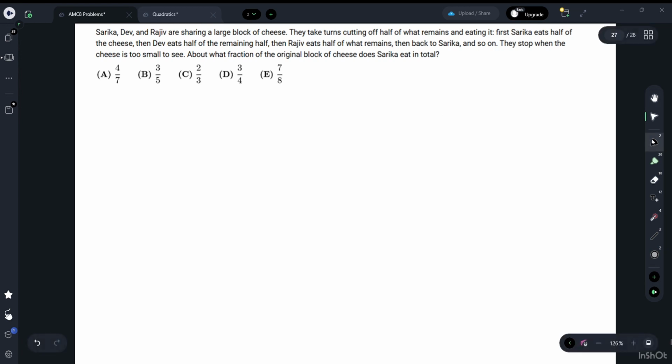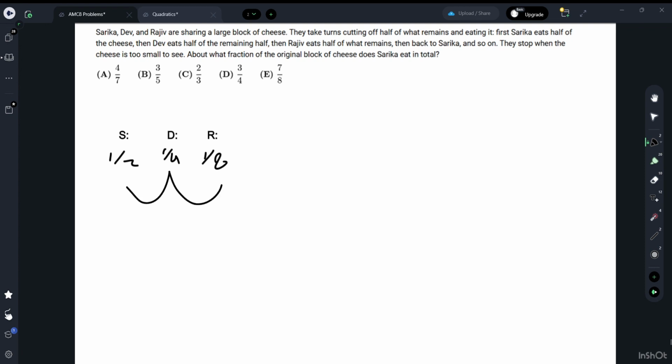Let's get a sense of what's happening in this problem. So let's abbreviate here. Instead of Sarika, Dev, and Rajiv, let's just say S, D, and then R. So let's see. First, Sarika eats half of the cheese, so she eats 1/2. Dev eats half of what remains. Well, there still remains 1/2, so it's 1/4. And Rajiv eats 1/8, because that's half. And this goes on, and they divide by 2 each time.